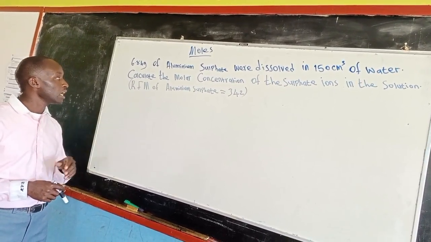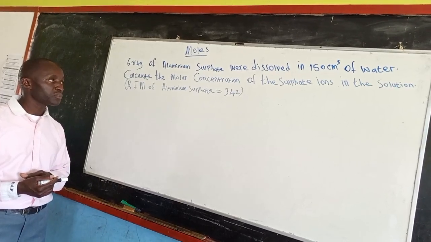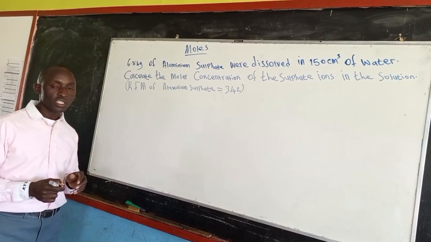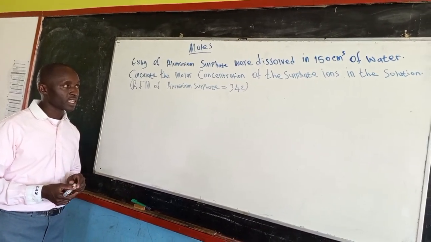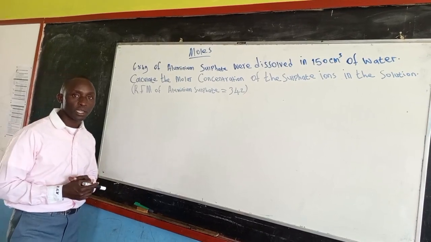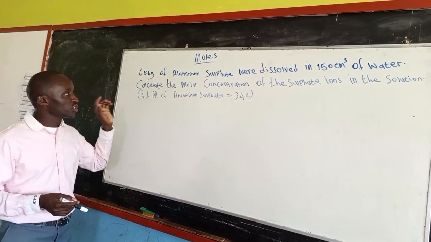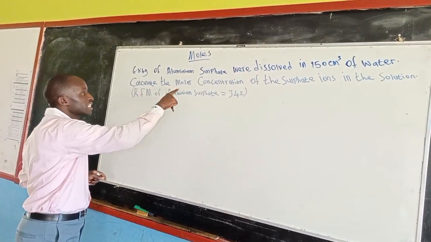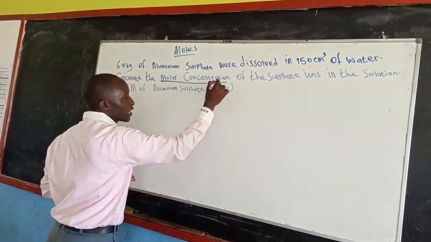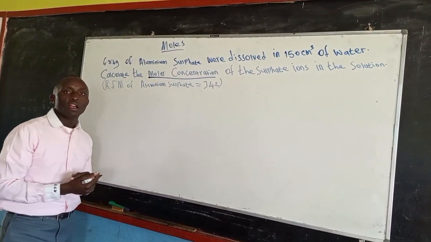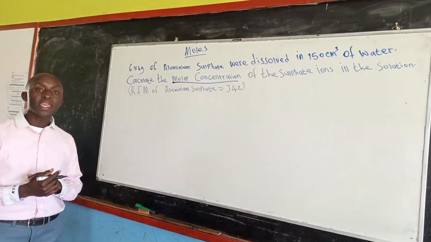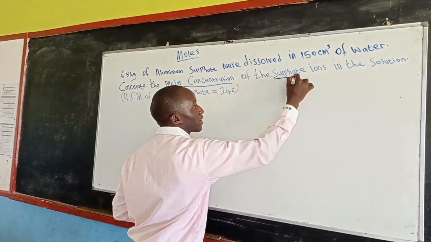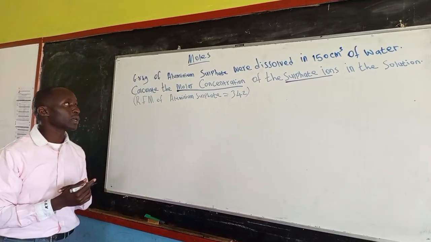Then we've been provided with the RFM of aluminium sulfate, which is equal to 342. When it comes to this question, I normally advise my students that you need to understand the concept of the question. You've been given aluminium sulfate. Then you've been told to calculate the molar concentration. Underline the important area, the molar concentration. The molar concentration means the molarity, of the sulfate ion.